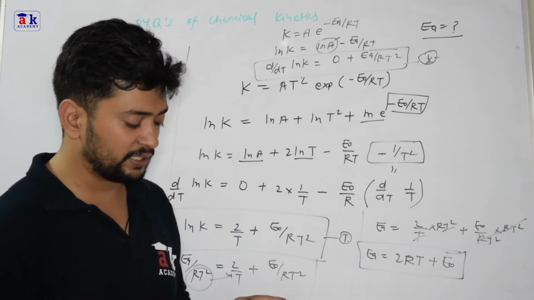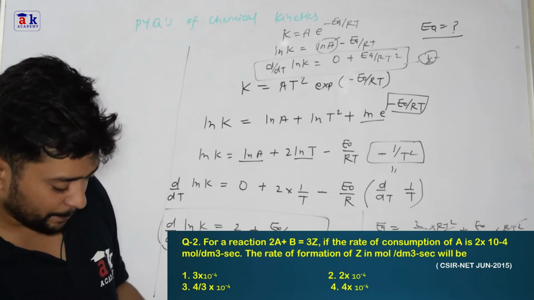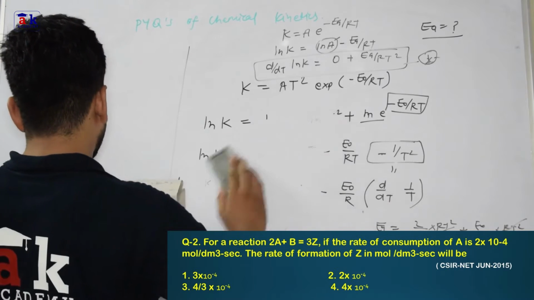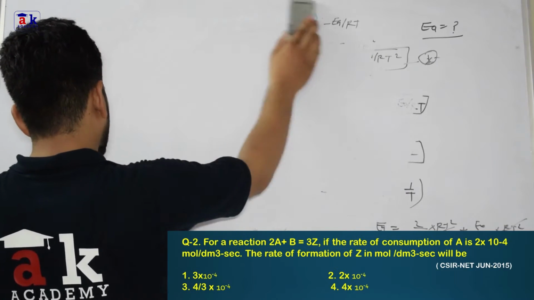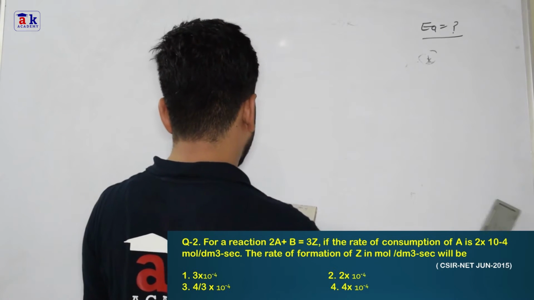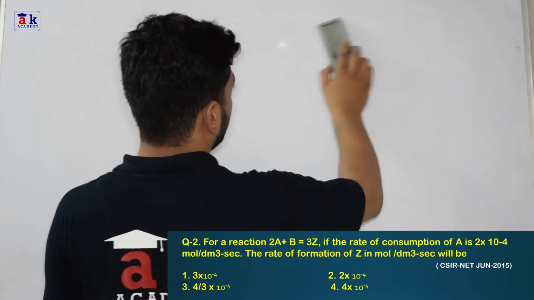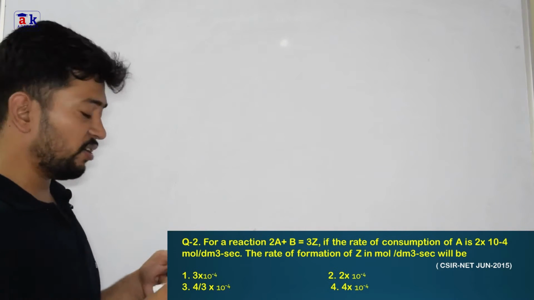Now let's see the next one, which is: for a reaction 2A plus B is equal to 3Z, if the rate of consumption of A is 2 into 10 raised to minus 4 mole per dm cube second, the rate of formation of Z in mole per dm cube per second will be. Now in this case they are asking about the rate of formation of Z.